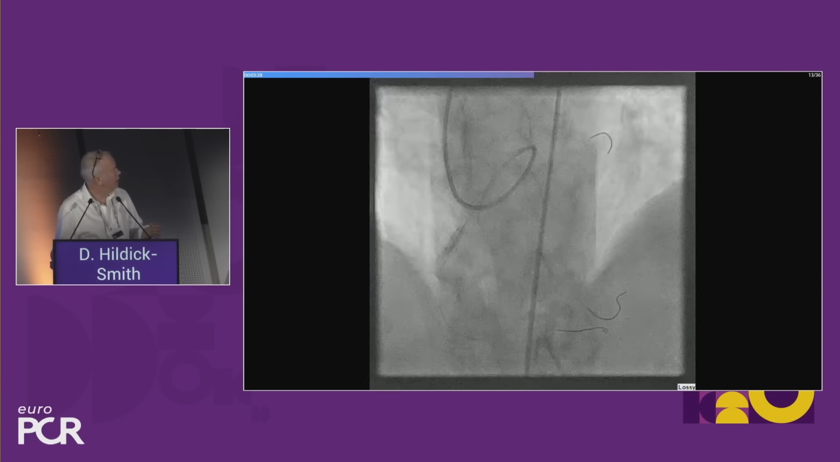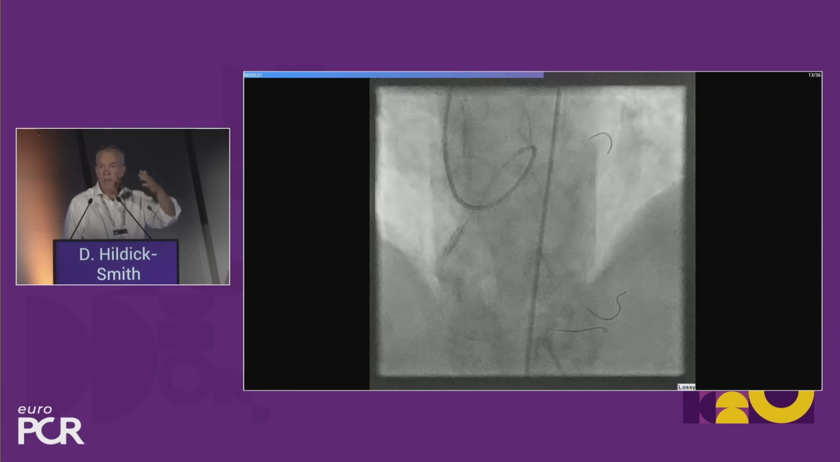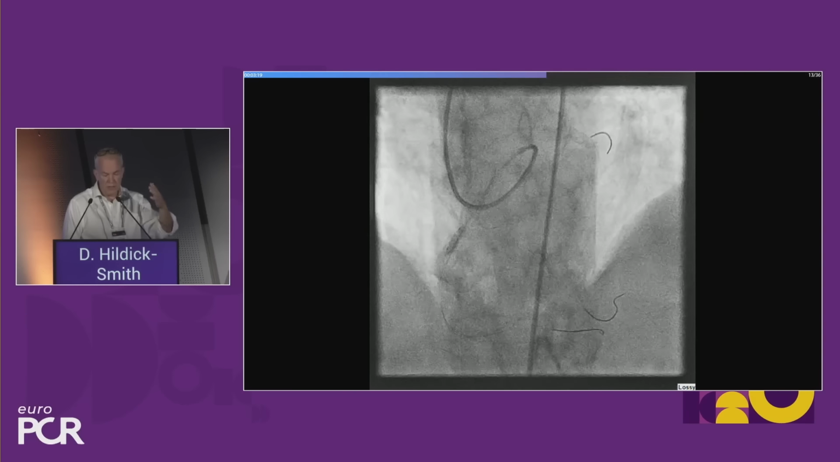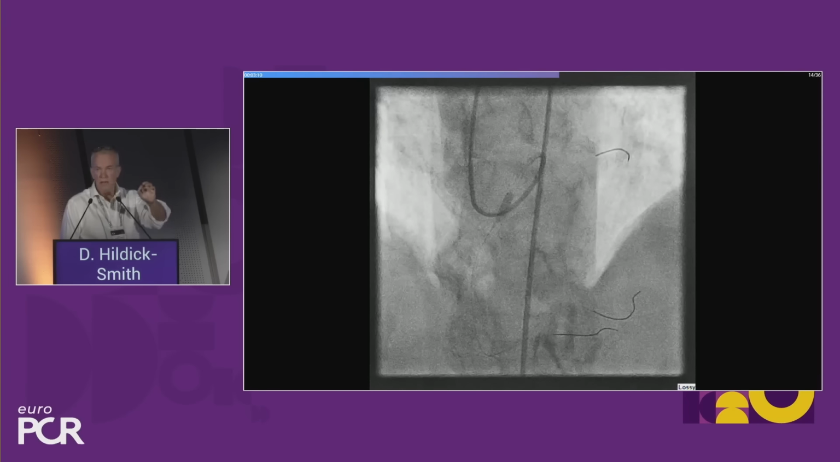So here, I hope you can see it's a slightly funny looking balloon. It's a scoring balloon that has a wire on the outside as well as the secondary wire that we have, that's a buddy wire. So we're cutting in two different places. And we've done that in the mid vessel and proximally to the bifurcation.